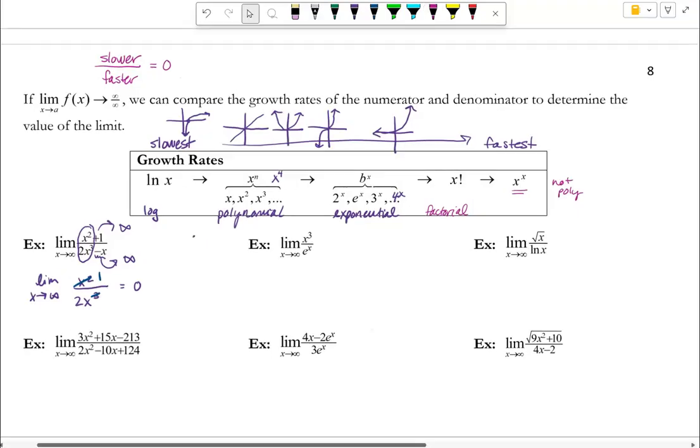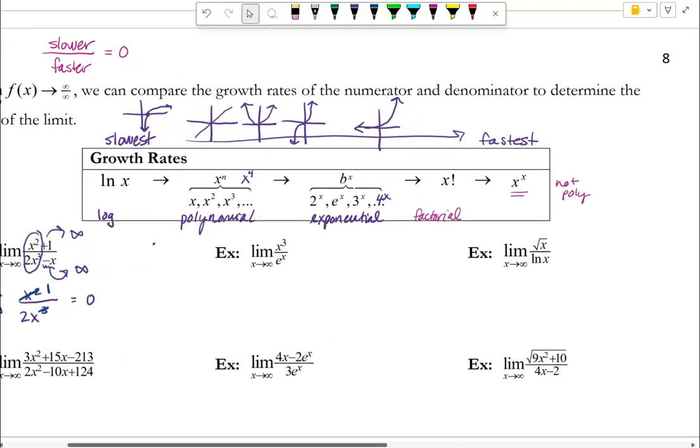All right, so for the next example, we want to think about the growth rates, but we have two different types of functions. The top, x cubed, well, that's a polynomial function. The bottom, e to the x, that's an exponential function. So as I'm thinking about that, I know that the bottom is going to grow faster because it's exponential than the top, which is a polynomial. And we're looking at this as x approaches positive infinity.